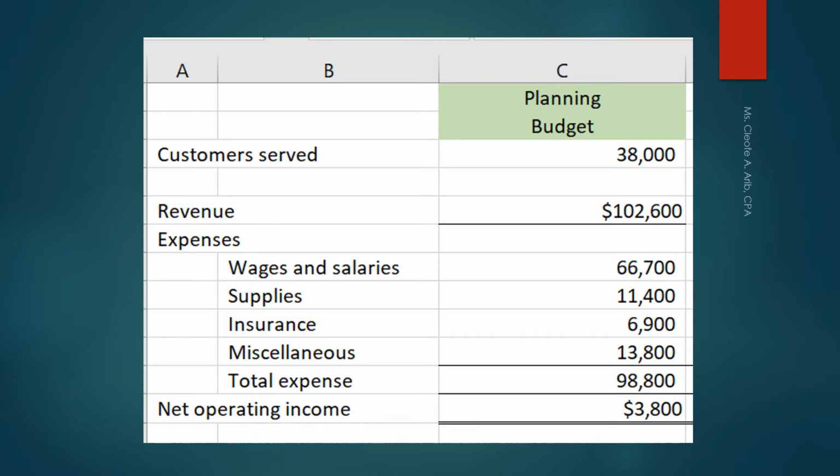6,900. And then for your miscellaneous, your cost formula, if you refer again to the previous slide, is 6,200 fixed cost plus 20 cents per unit sold. That will give us a total of 13,800. When you add all four expenses, the total is 98,800. So revenue of 102,600, expenses of 98,800, it will give us a budgeted net operating income of 3,800.